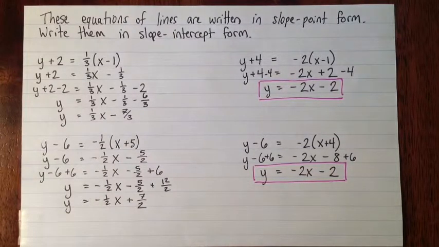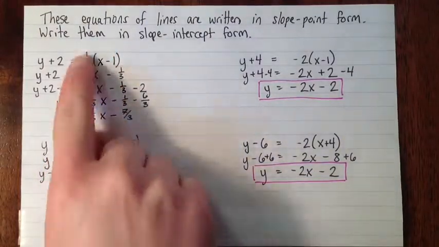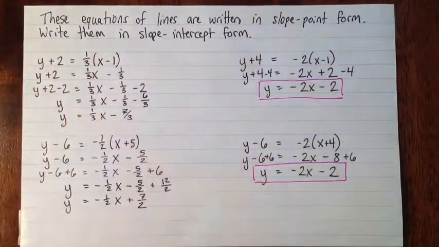Okay, so the key ideas, if you want to get this into slope-intercept form, you just simplify the right-hand side by multiplying it out, and then isolate y by either adding or subtracting whatever that number was.